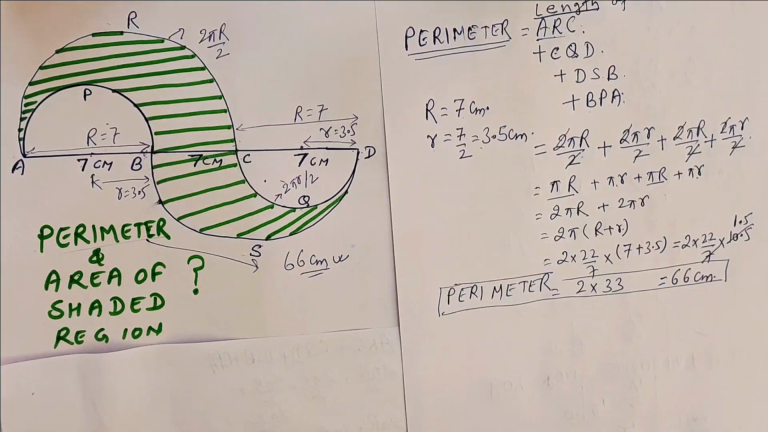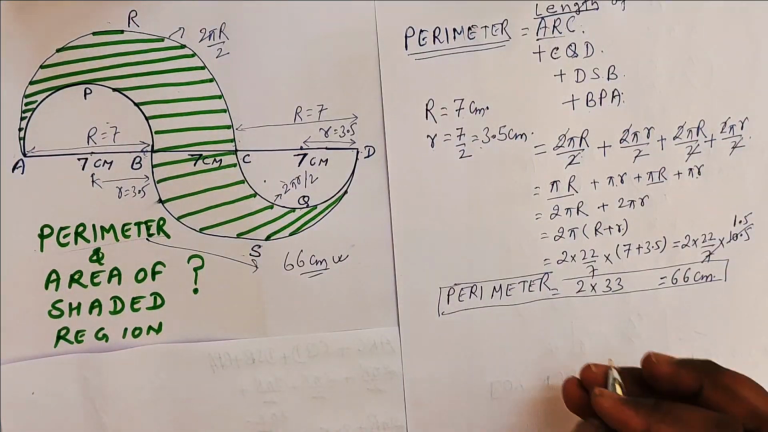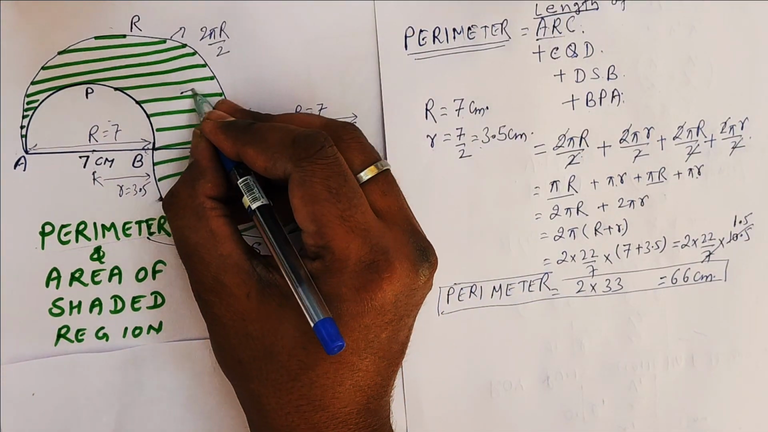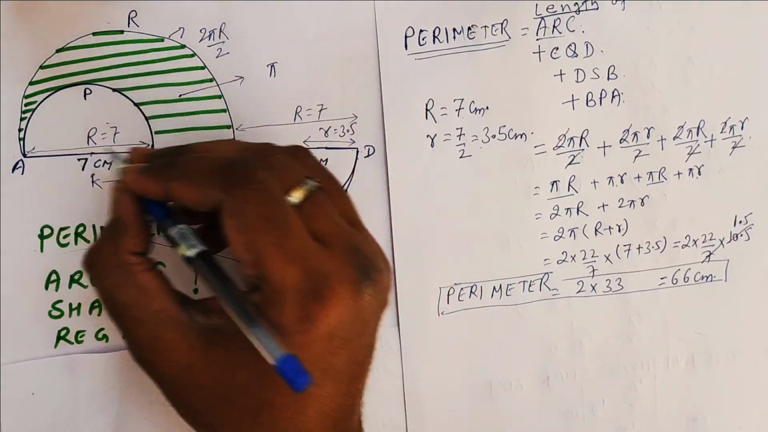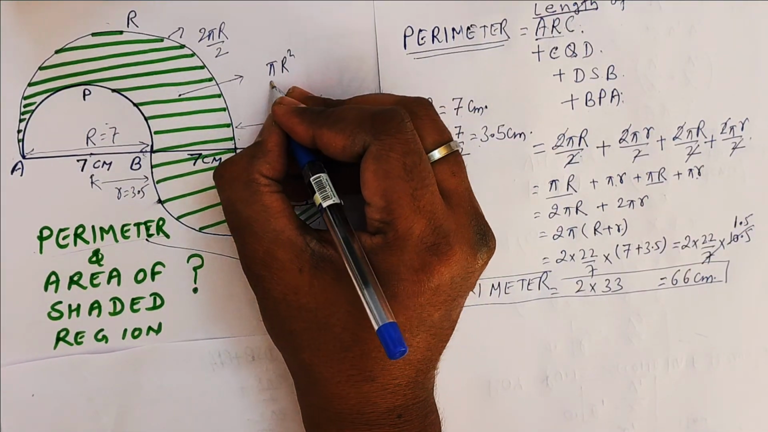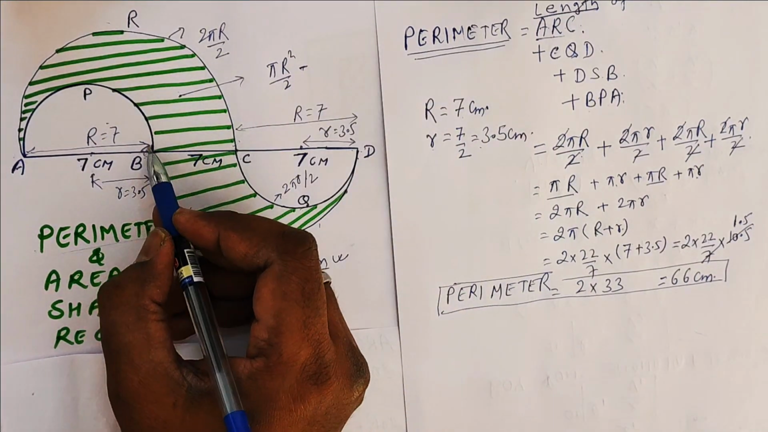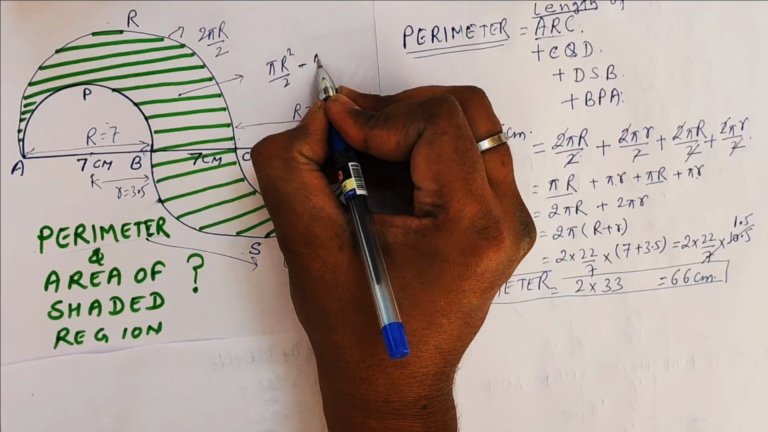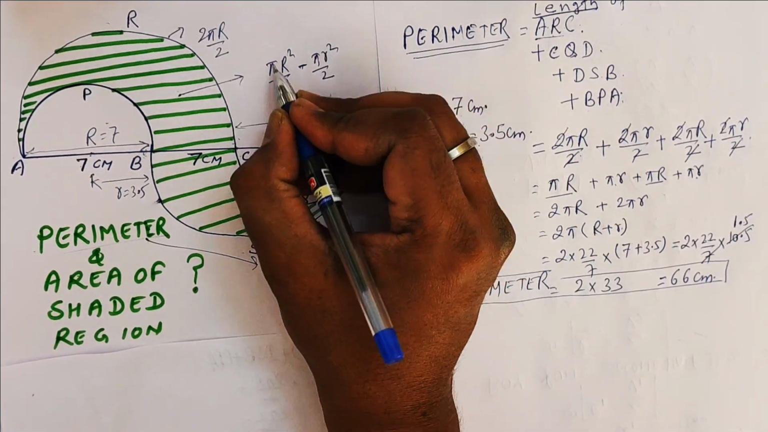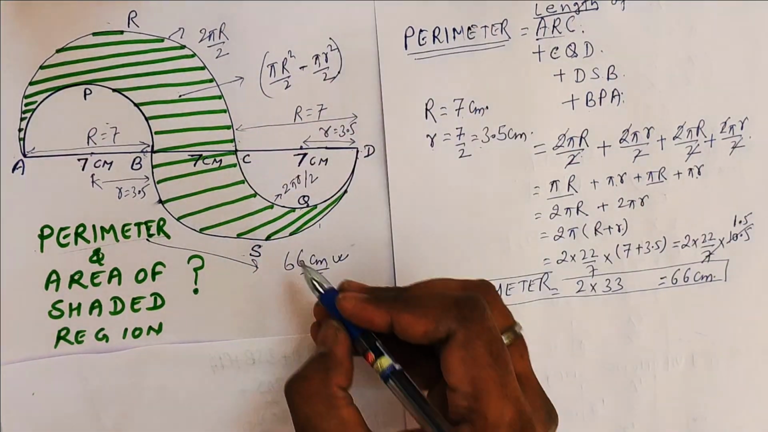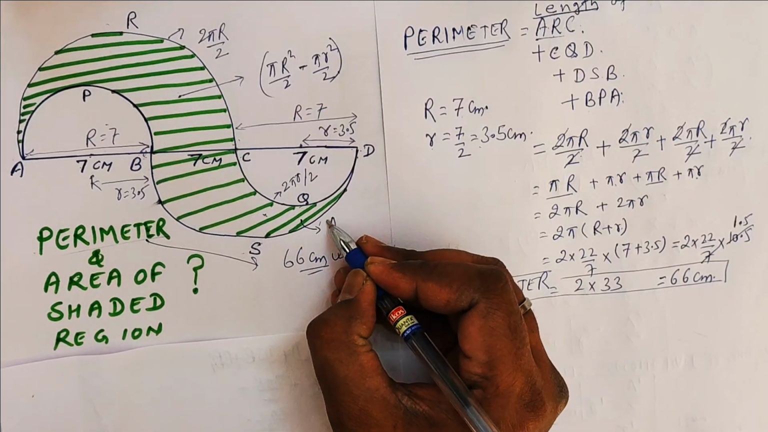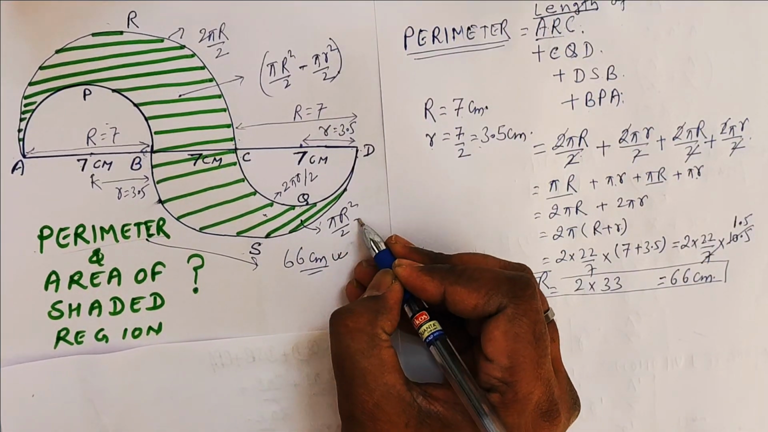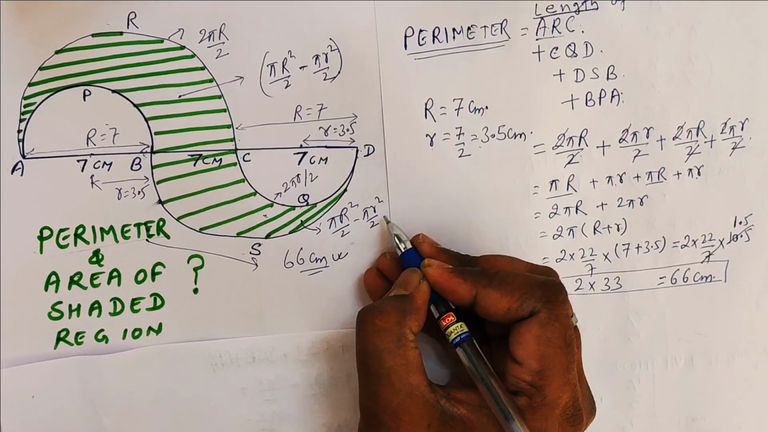Now just look at the second part of the question, that is the area of this shaded region. You might be wondering how it will be calculated. It's very easy. Just calculate the area of the bigger semicircle and subtract the area of the smaller semicircle, right? So from the area of the bigger semicircle ARC, subtract the area of the smaller semicircle APB, right? And this will be happening two times. I'm writing it over here.